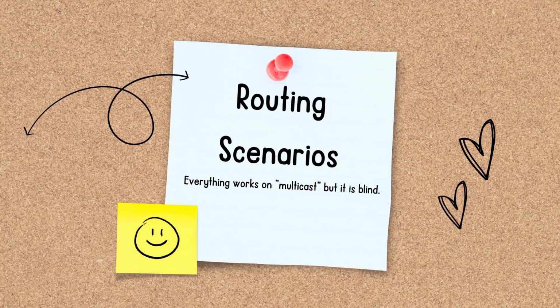The first thing you are going to see on this page is: everything works on multicast, but it is blind. We are going to see RIP routing scenarios with this sentence in mind. I will explain this sentence, and once we see the routing scenarios, it will be clear. So let's get started.